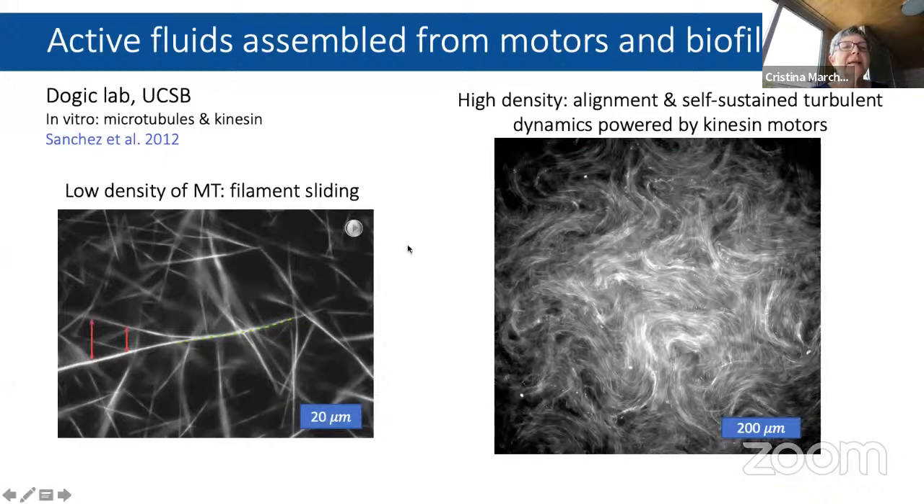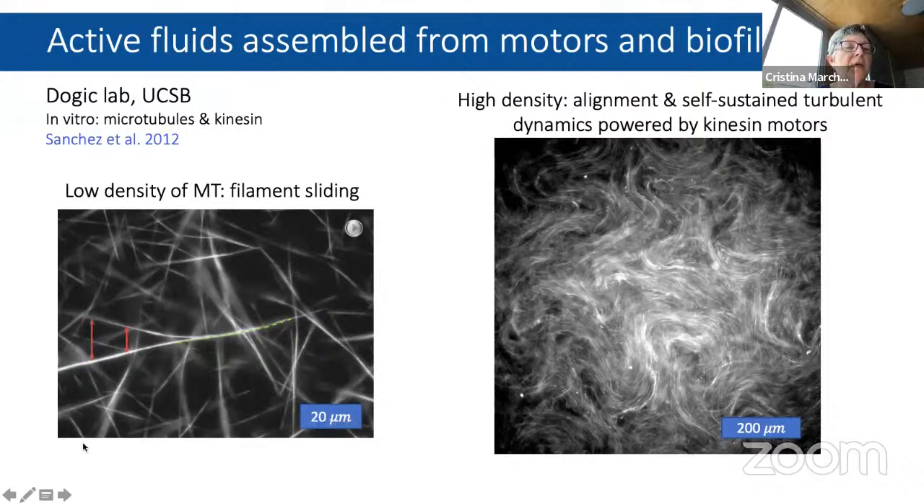So these are precisely the ingredients that, starting 10 years ago, the lab of Zvonimir Dogic used to assemble an in vitro active fluid, or actually active liquid crystal, which is essentially a mixture of microtubules and kinesin powered by ATP, the fuel that the microtubules use to generate the chemical energy that they transform into mechanical forces.